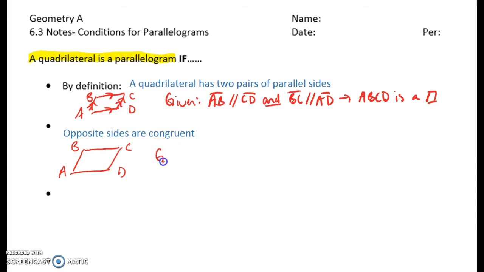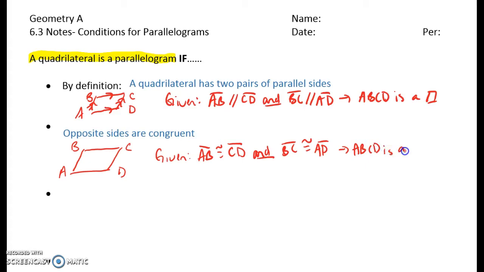So again, if we know that AB is congruent to CD and BC is congruent to AD, then we can say ABCD is a parallelogram. So again, you have to know 2 things, right? So these 2 pairs of opposite sides are congruent. All right. Next up, same thing as before, right? We knew if we have a parallelogram, opposite angles are congruent. So conversely, if both pairs of opposite angles are congruent, then we know a quadrilateral is a parallelogram.